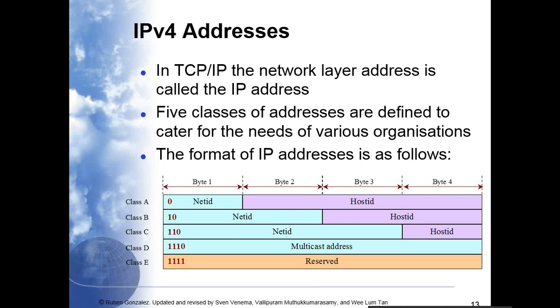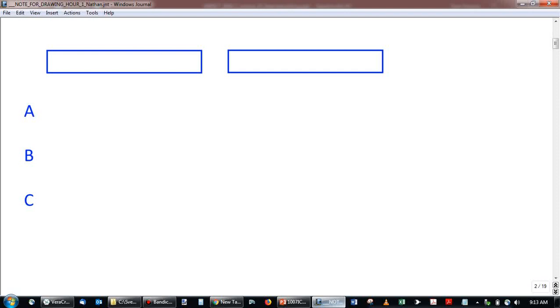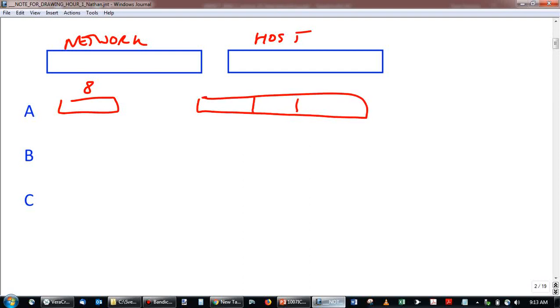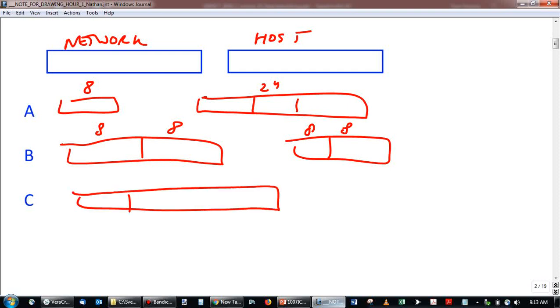That's how it's organized. Okay, so the way that's actually organized is, if you look at this in terms of the network, and this is the host, Class A has 8 bits for the network and 24 bits for the hosts. Class B has 16 bits for the network and 16 for the host part. Class C has 24 bits for the network, and then just 8 for the host.